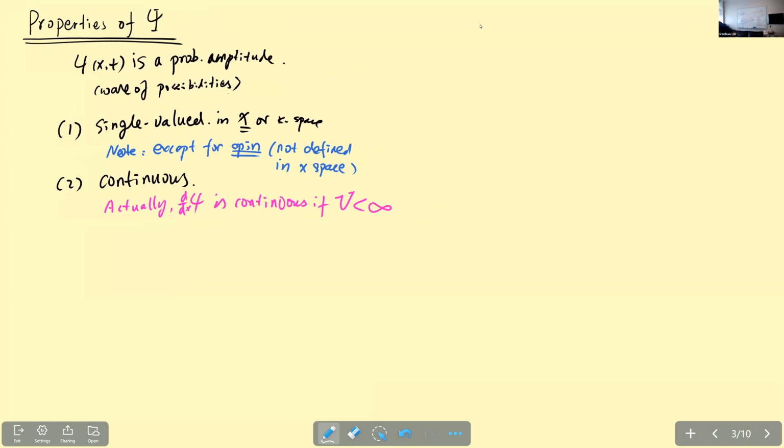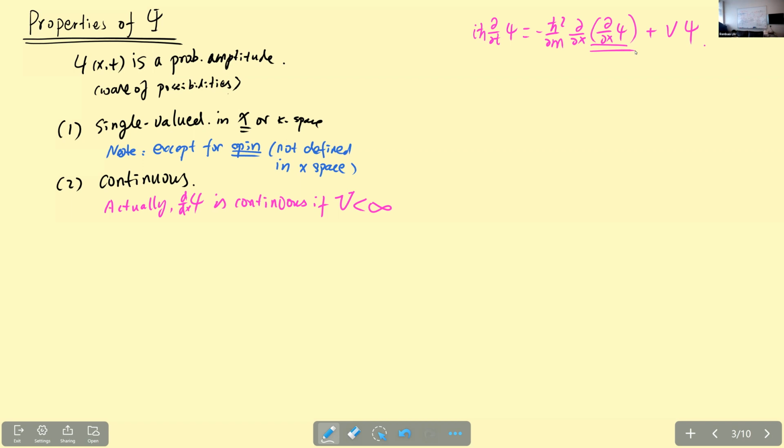Because you look at this equation, look at this. So this equation can be written as something like this one, right? Okay. So look at this one. So this is the differential of the wave function.